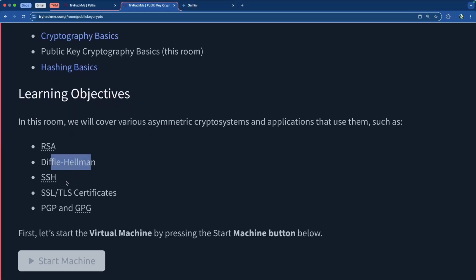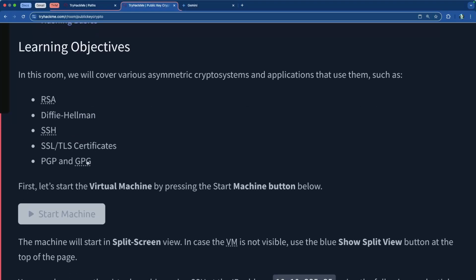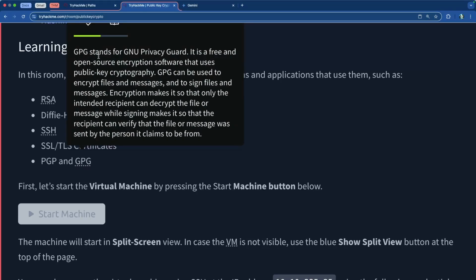We have Diffie-Hellman, which is the next one, SSH, secure shell. And then we have SSL and TLS certificates. And then we have PGP and GPG. That's so confusing. GPG stands for the GNU Privacy Guard. We'll be talking about it in a little bit. It's free and open source encryption software that uses public key cryptography. GPG can be used to encrypt files and messages and to sign files and messages, and so on and so forth.